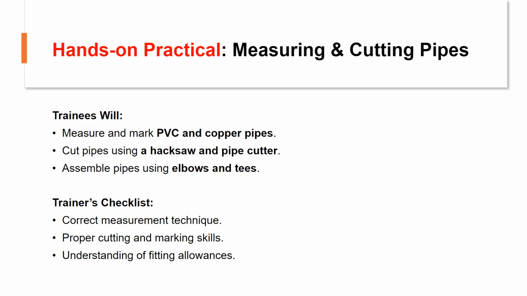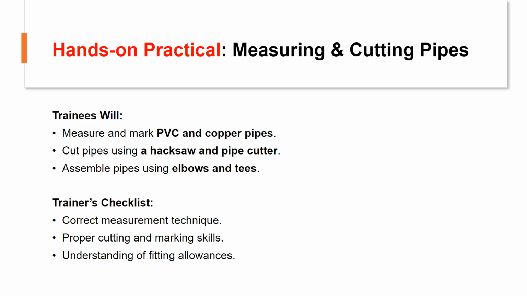Here's what you'll do. 1. Measure and mark the correct pipe length, accounting for fitting allowances. 2. Cut the pipe cleanly and squarely. No rushing, no guessing. 3. Assemble the pipe using elbows and T's, matching layout requirements and alignment.